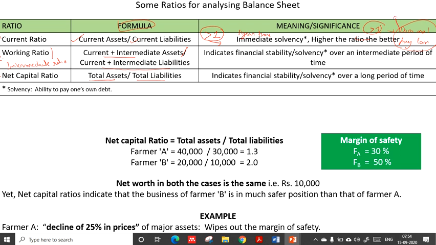What does it make him? It makes him willful, जानबूझ के default करना, a willful defaulter. Okay, then comes the working ratio. I have told you the formula. It indicates the financial stability or solvency over an intermediate period of time, 2 to 5 years, whether he will be able to sustain or repay his liabilities within this period.